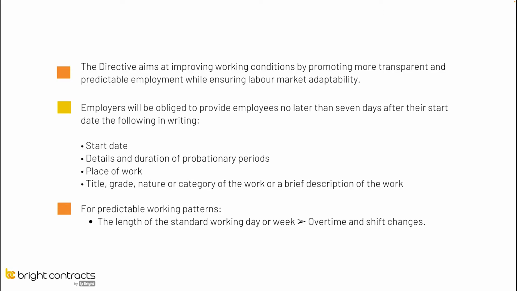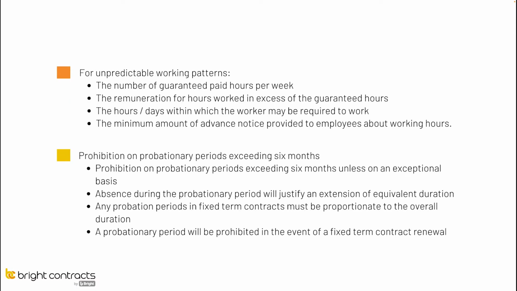In relation to predictable working patterns then, the employers must provide the length of the standard working day or week, as well as any details in relation to overtime and shift changes. In relation to unpredictable working patterns, then, it must be detailed the number of guaranteed paid hours per week, the remuneration for hours worked in excess of the guaranteed hours, the hours or days within which the worker may be required to work, and the minimum amount of advance notice provided to employees about working hours.